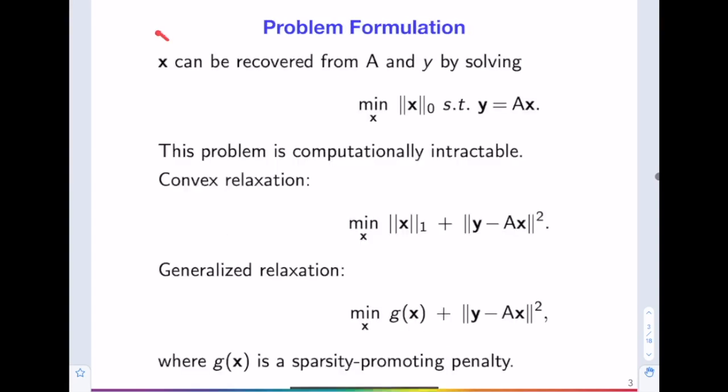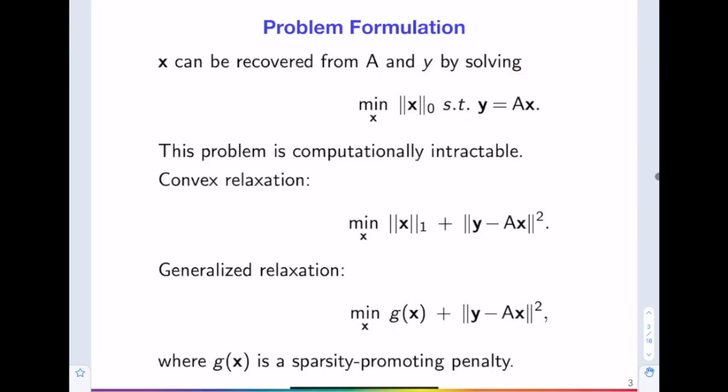How do we recover the sparse vector X given the sensing matrix or linear transformation matrix A and observations Y? We can do so by minimizing the number of non-zero values in the recovery vector, and the recovery vector has to conform with the observations via linear transformation. Whereas this problem is computationally intractable and it requires exhaustive search.